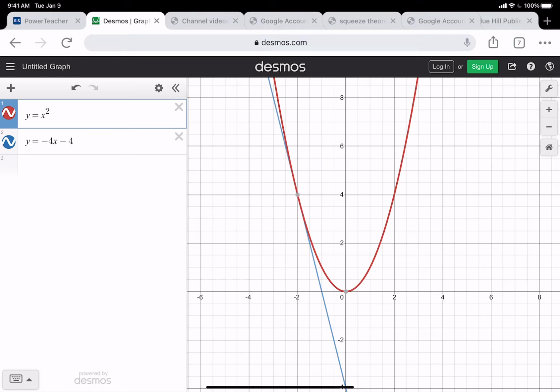Okay, so this is the exact problem that we just came up with. You see the original function. The original function is x squared. That's a parabola. You see the parabola drawn. It's the one in red. We were trying to find the equation of the tangent line at -2. -2 is this dot.